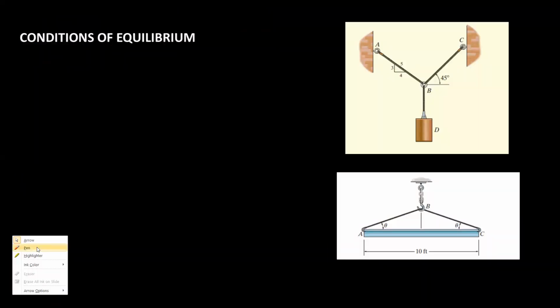So now we will discuss, to maintain the equilibrium, what the mathematical equations are. Each system has to satisfy certain equations so that it can maintain the equilibrium. Here I have shown two examples. Both these systems are concurrent force systems. So first we will see the conditions of equilibrium for a concurrent force system.